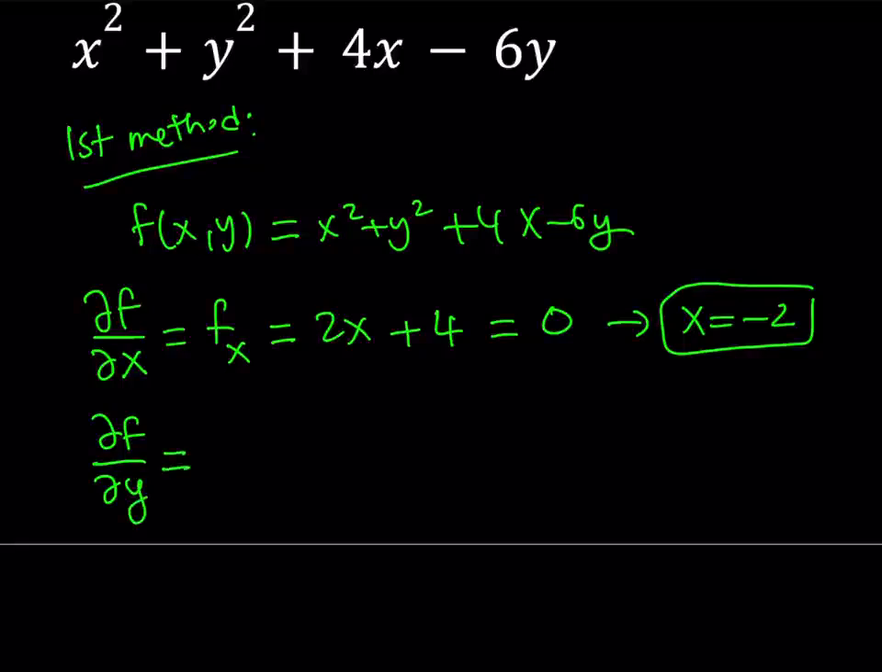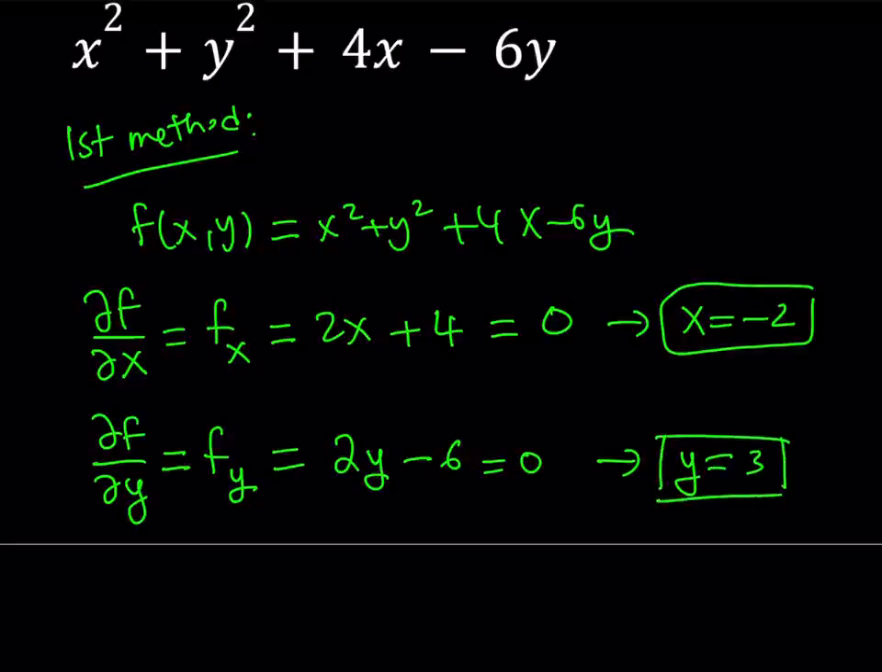I'll do the same thing for the y variable. The partial derivative of f with respect to y, which can be written as f sub y, is equal to, now x is considered a constant, the derivative of y squared is 2y. You're not multiplying by y prime because this is the partial derivative. And the derivative of 4x is 0 with respect to y, and then minus 6. And I'm going to set that equal to 0 as well. From here, I'm getting y equals 3.